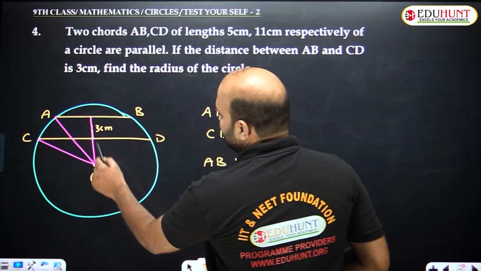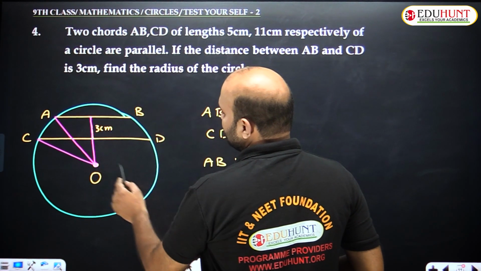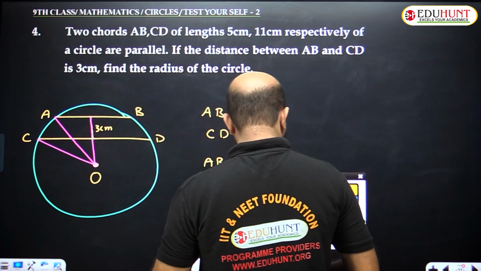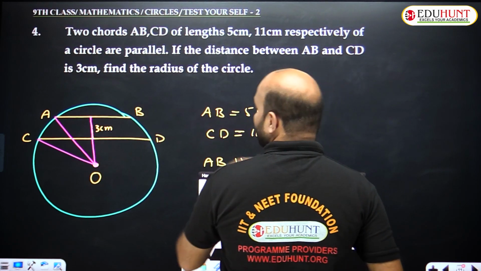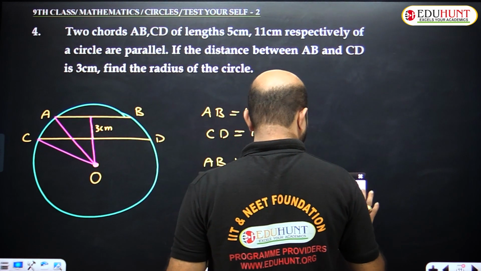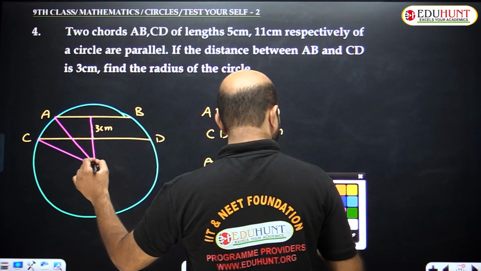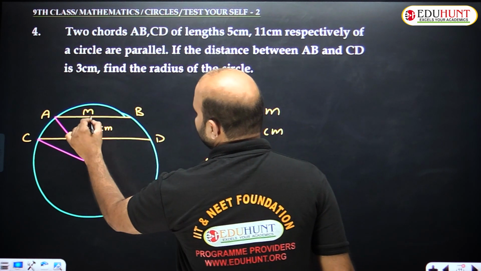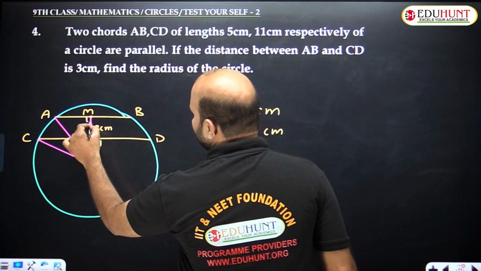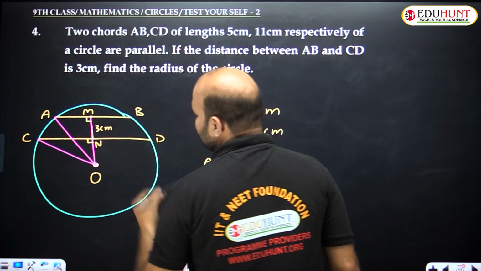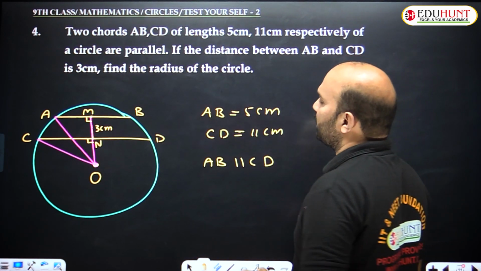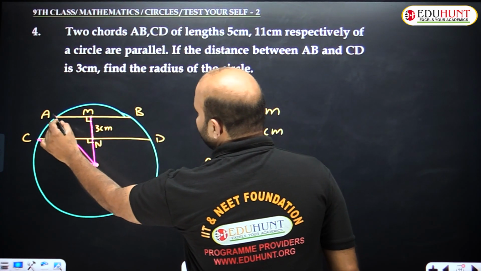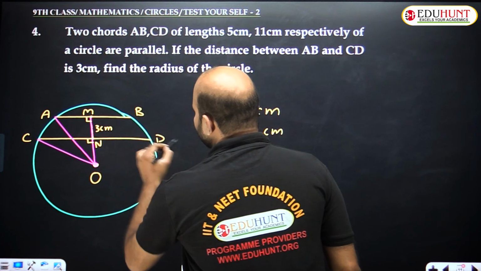So this is a perpendicular line. A perpendicular drawn from the center to a chord bisects the chord. Let us name the points: this is M, this is N. Okay, right. So it is 90 degrees here, and at N also 90 degrees, because OM is a perpendicular drawn from the center to the chord, which bisects the chord, meaning AM equals MB. Here CN equals ND.